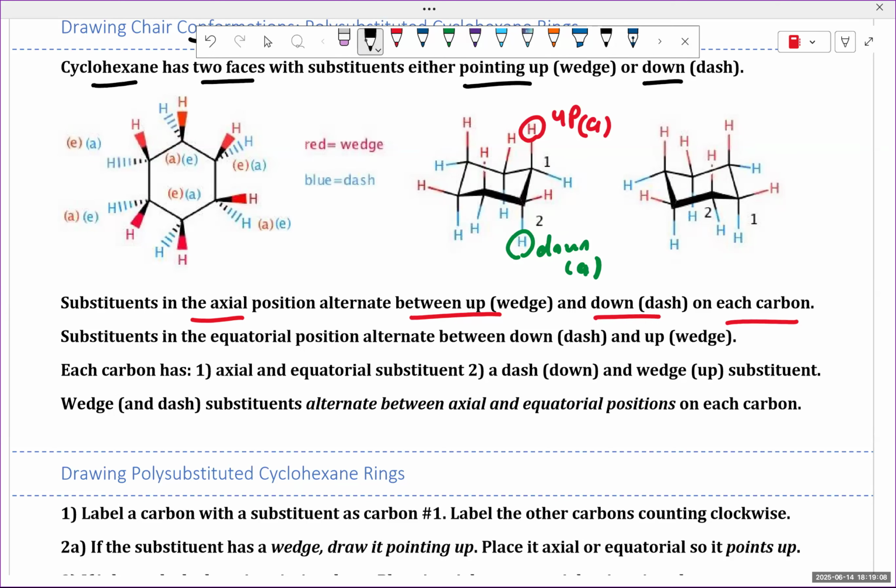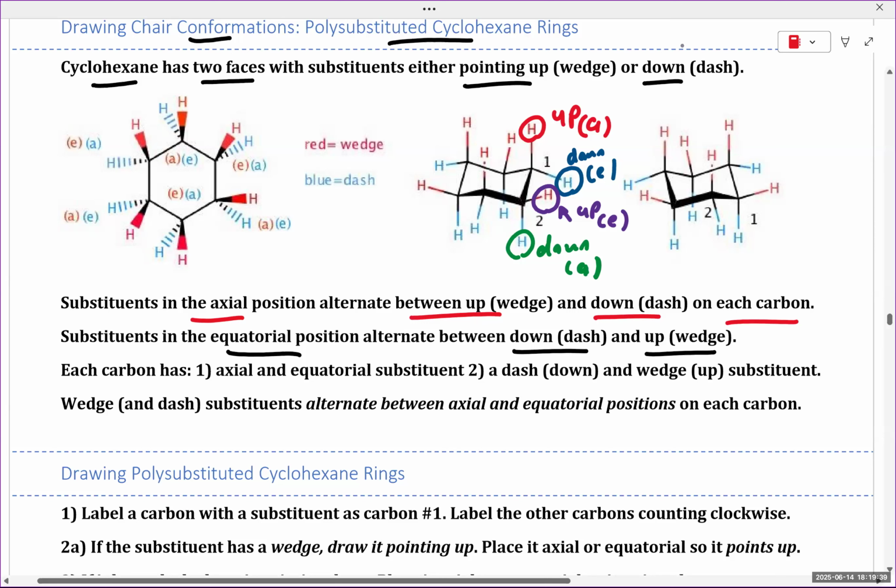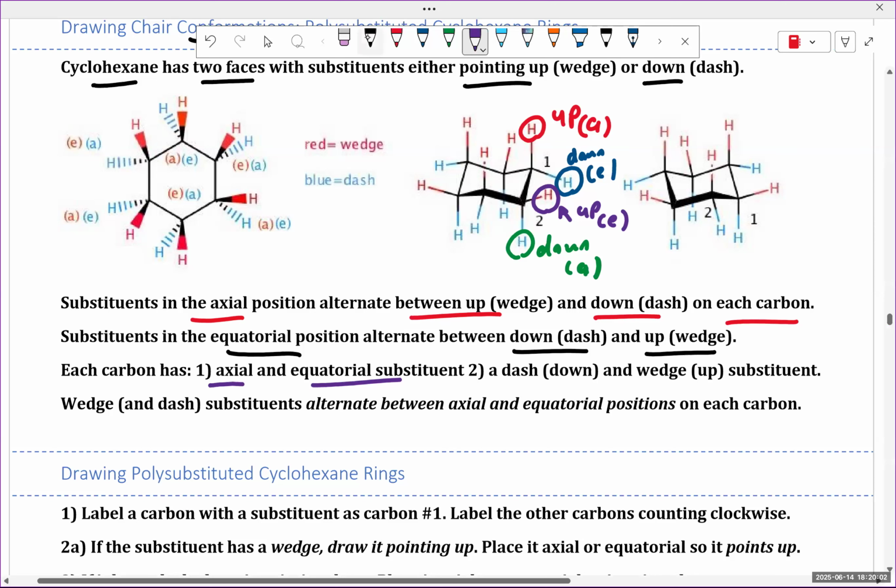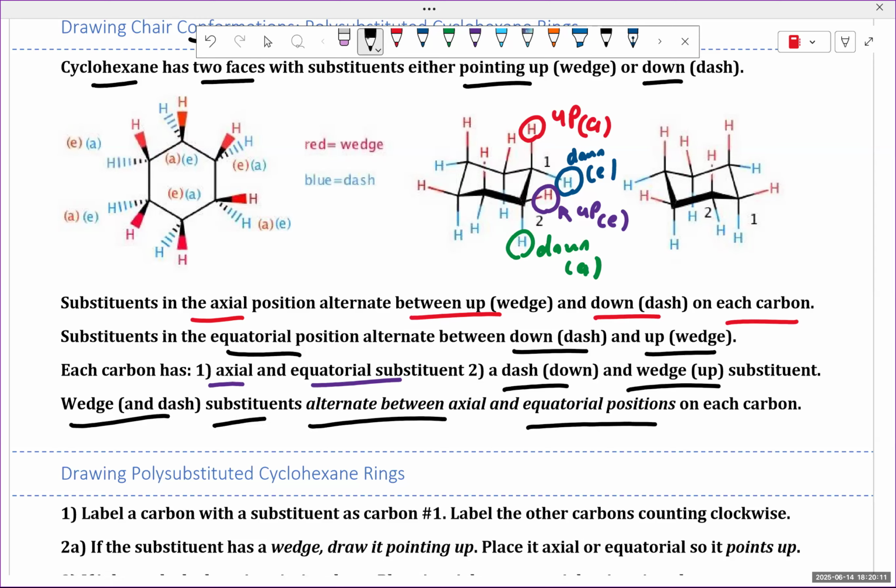By the same token, substituents in the equatorial position alternate between down dash and up wedge. As you can see on carbon 1, if the axial substituent is pointing up, the equatorial substituent is pointing down. By the same token on carbon 2, if the axial substituent is pointing down, the equatorial substituent is pointing up. So, in summary, each carbon has a dash and wedge substituent. The axial and equatorial substituents alternate between dash and wedge as we move around the ring. So, each carbon has one axial and one equatorial substituent, a dash and wedge substituent respectively. Wedge and dash substituents alternate between axial and equatorial positions on each carbon.